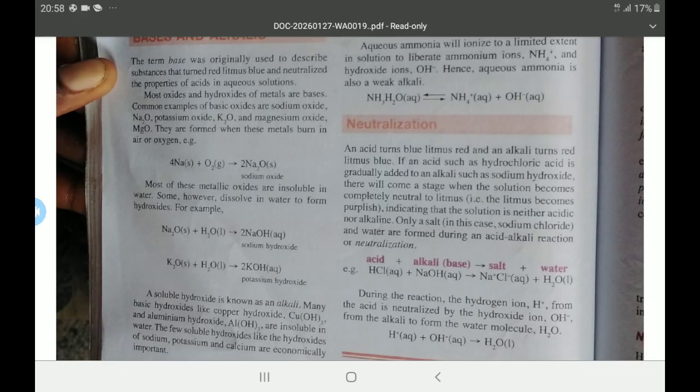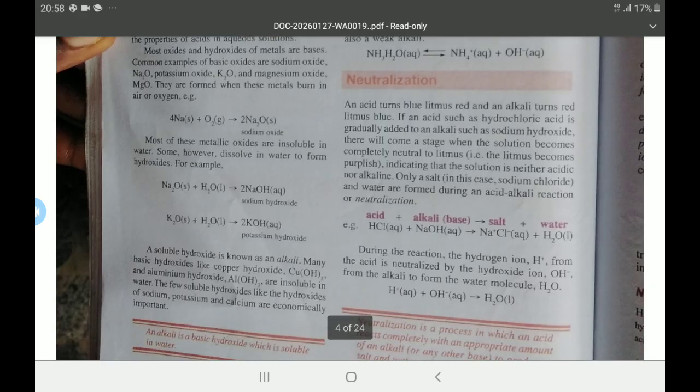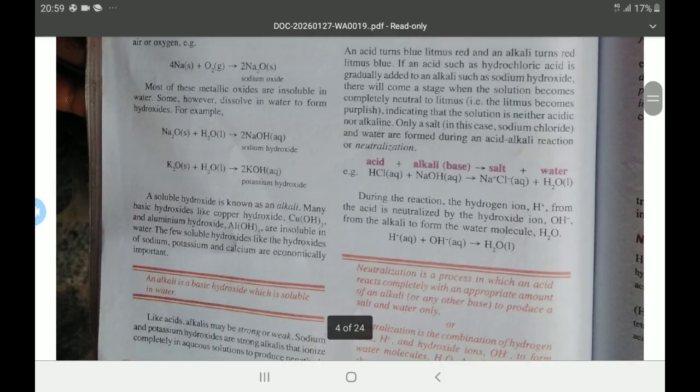Alright. So here we have an acid and an alkali, and it is going to completely give us what? A salt. So we say that only salt, in this case sodium chloride, and water are formed during an acid-alkali reaction or neutralization. During the reaction, the hydrogen ion from the acid is neutralized by the hydroxide ion from the alkali to form the water molecule H2O.